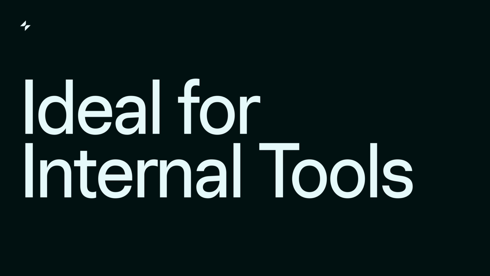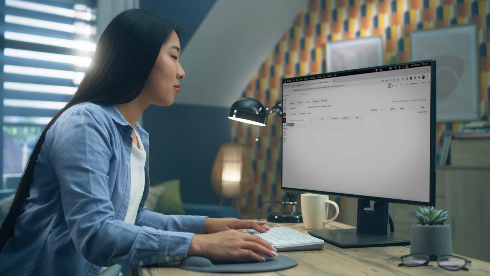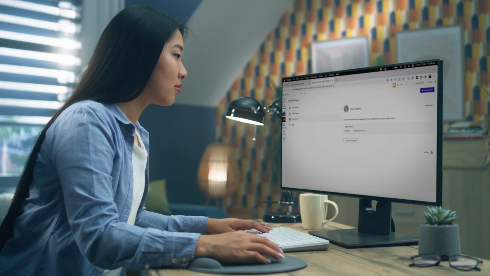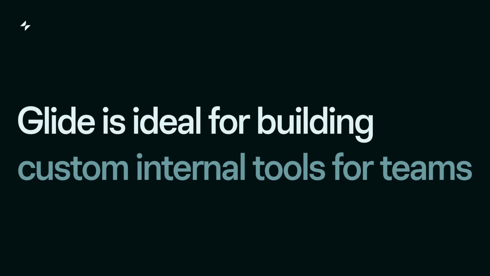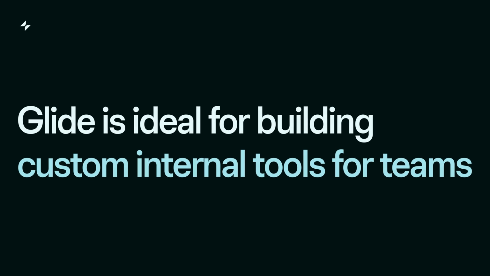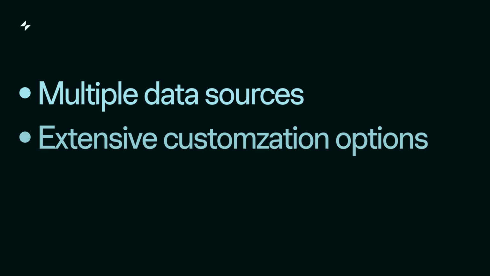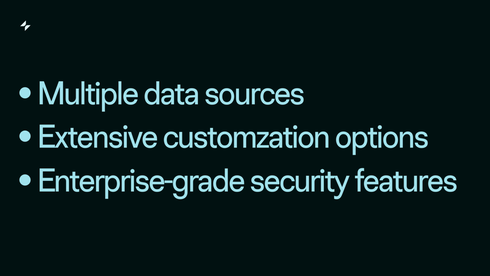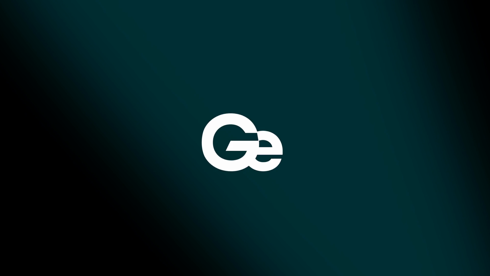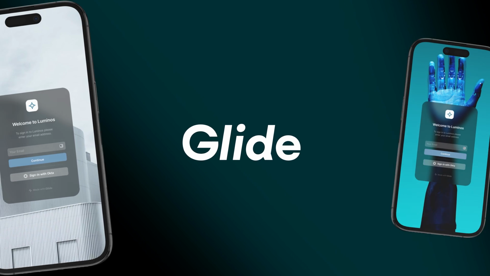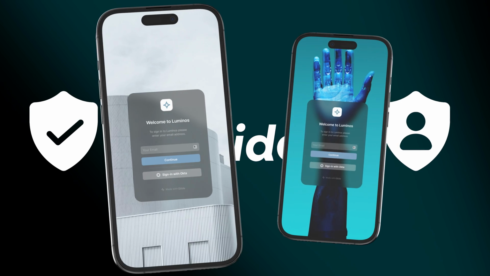Ideal for internal tools. While Bubble.io is often preferred by entrepreneurs for building public-facing apps, Glide is ideal for building custom internal tools for teams. Glide supports multiple data sources, offers extensive customization options, and includes enterprise-grade security features, making it a more suitable option for internal applications where security and efficiency are paramount.